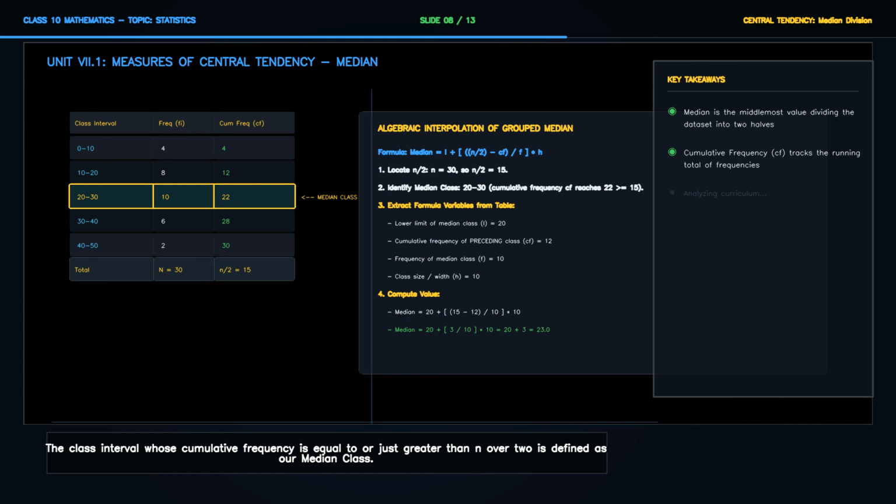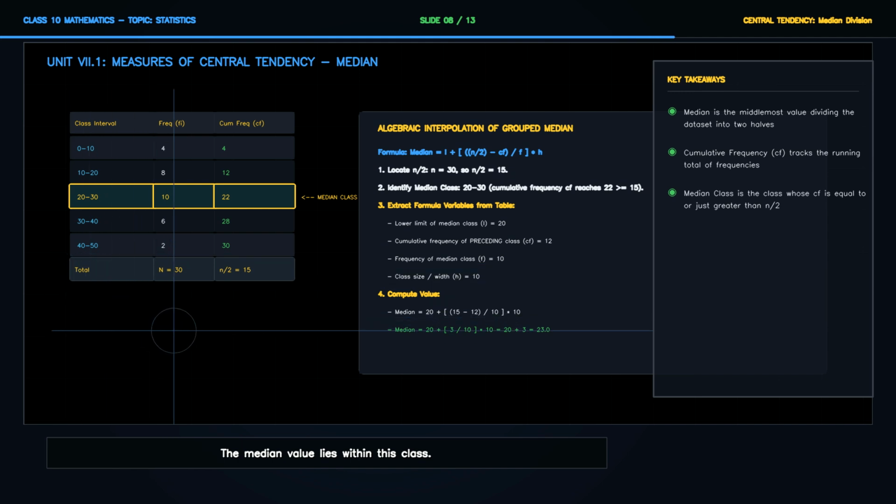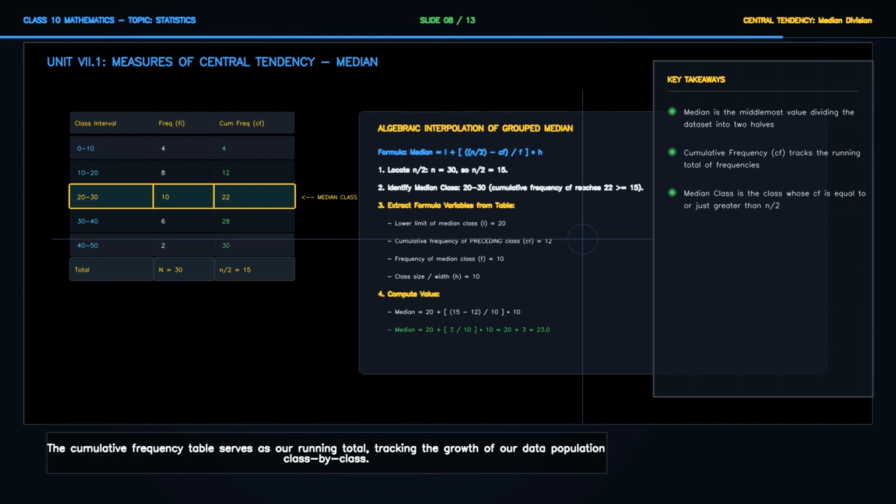The class interval whose cumulative frequency is equal to or just greater than n over 2 is defined as our median class. The median value lies within this class. The cumulative frequency table serves as our running total, tracking the growth of our data population class by class.